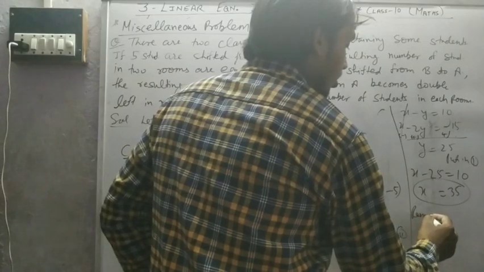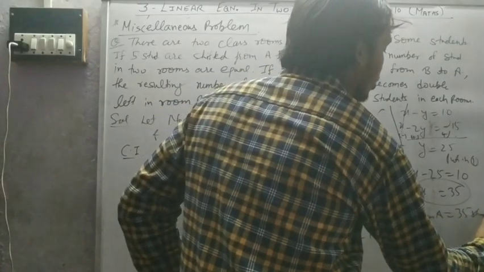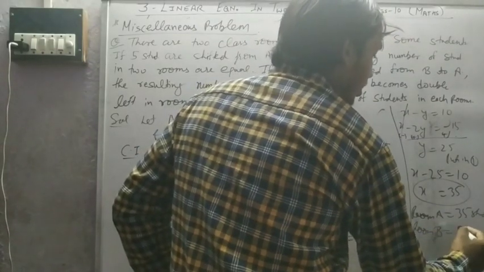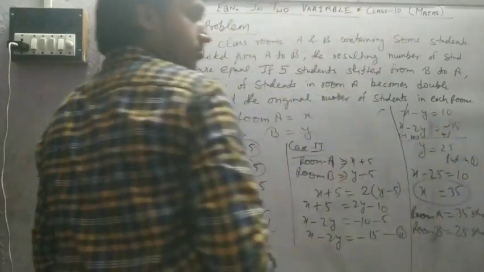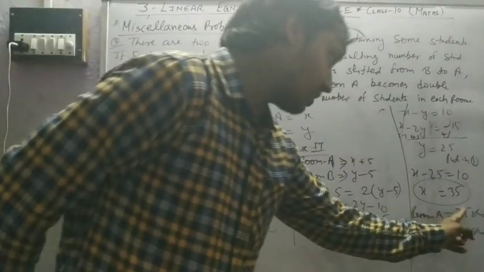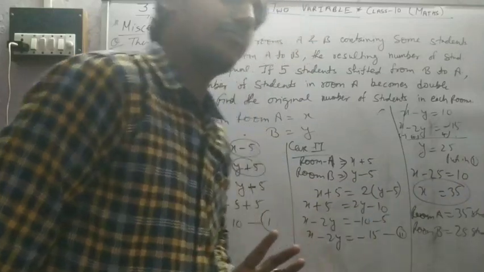Means room A 35 students, room B 25 students. ओके, देखिए 5 यहां से यहां आएगा, 30 30 इक्वल, 5 यहां से आएगा, 20 40 डबल.